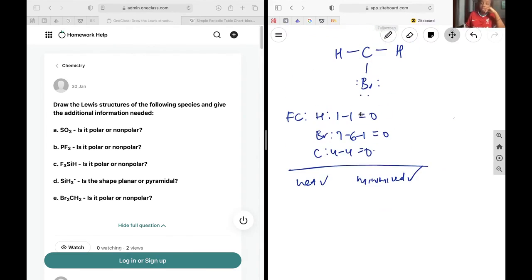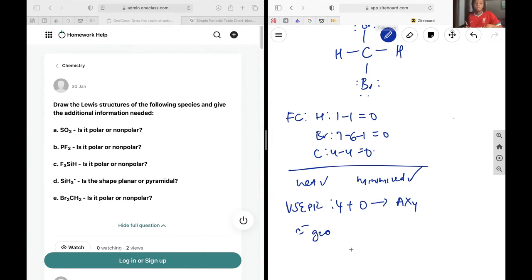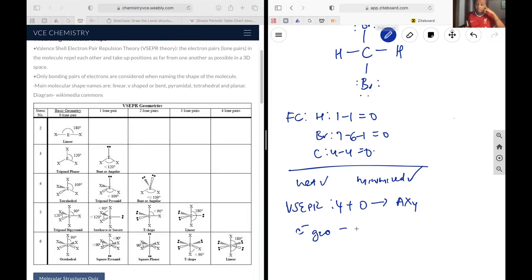Now I go about VSEPR theory. How many groups do I have attached to my central atom? I have 4 in bonding pairs and 0 in lone pairs, so my notation will be AX4. My electron geometry talks about the way that my electrons are going to be arranged, and so it will be tetrahedral. And my molecular geometry talks about the way the atoms are arranged, and they're also arranged in a tetrahedral fashion because I don't have any lone pairs.